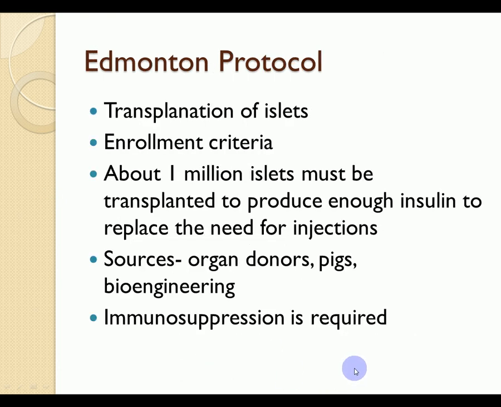There is something called the Edmonton Project Protocol, and this is where they've actually done a transplant of islet cells. You had to have certain criteria to enroll, and about 1 million islet cells had to be transplanted to produce enough insulin to replace the need for injections. Sources for organ donors, they've used pigs, bioengineering. Immunosuppression is required, of course, with transplantation of any type.